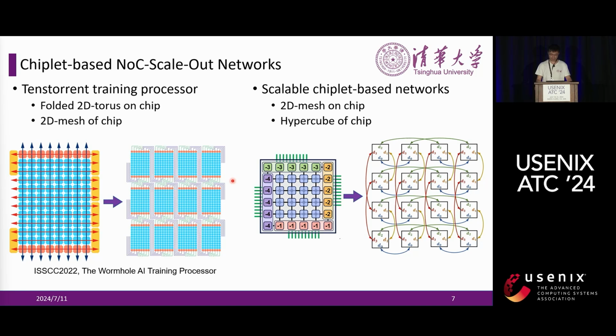There are also many other examples. TensTorrent implements a folded 2D torus on chip and scales the chip into a larger 2D mesh. Since 2D mesh is not scalable enough, the 2D mesh network on chip can also be scaled out into high radix networks. As shown in the right picture, the 2D mesh on-chip network is scaled up into hypercube topologies. Overall, in chiplet-based networks, network on chip is scaled up and scaled out into a larger system-level network.